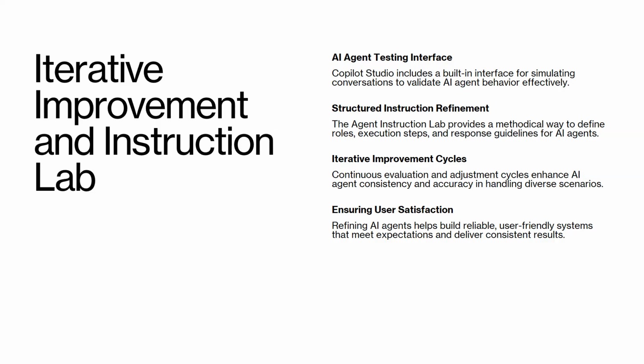Testing and refining your AI agent is essential. Copilot Studio offers tools for iterative improvement and structured instruction. Copilot Studio's built-in testing interface lets you simulate conversations and validate agent behavior. The Agent Instruction Lab helps define roles and responses, supporting continuous improvement for consistency and accuracy, ensuring agents meet user expectations. Finally, deploy your agent and manage its security and governance to maintain integrity and scalability according to organizational standards.